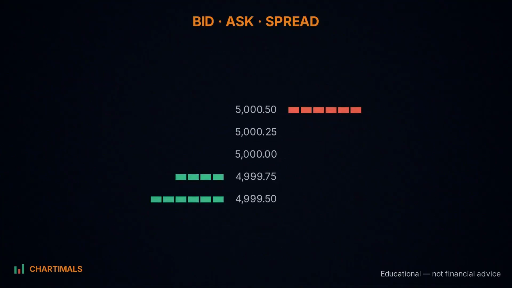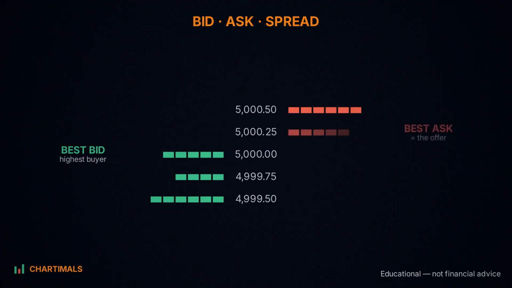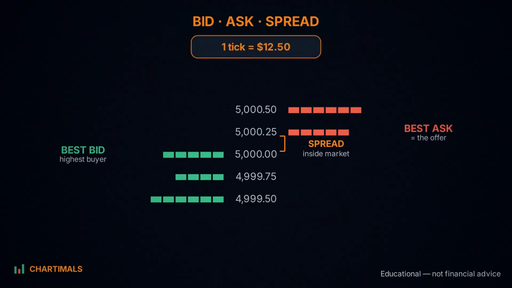Two prices sit at the heart of the ladder. The highest price any buyer is willing to pay, that's the best bid. The lowest price any seller will accept, that's the best ask, also called the offer. The little gap between them is the spread, and those two touching prices are the inside market, where the next trade happens. In a liquid market like the E-mini, that gap is usually just one tick, the smallest step a price can move, one row on the ladder.